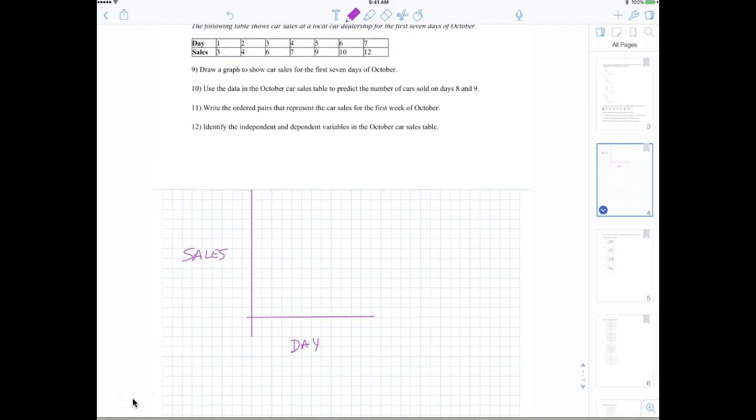Now, day 1, you're at what? 3. Day 2, you're at 4. Day 3, you're at 6. Day 4, you're at 7. Day 5, you're at 9. Day 6, you're at 10. And day 7, you're at 12. So that's what we're looking at. So everybody can do that. I'm totally sure about that.